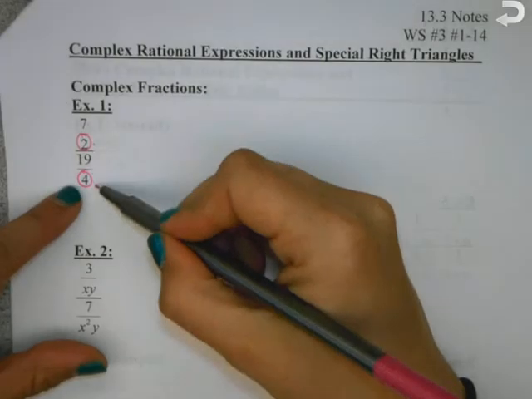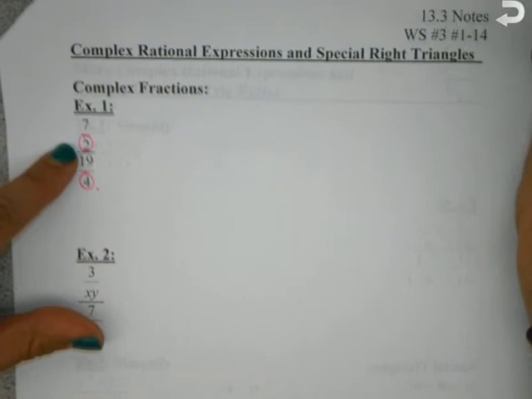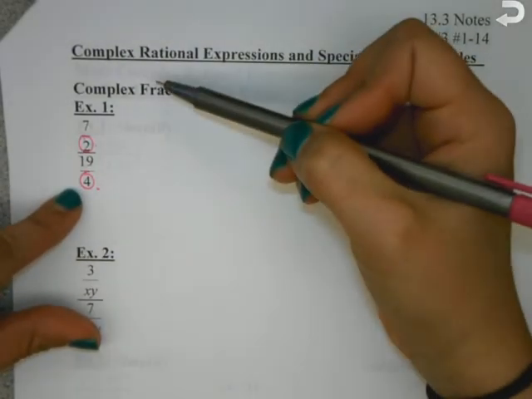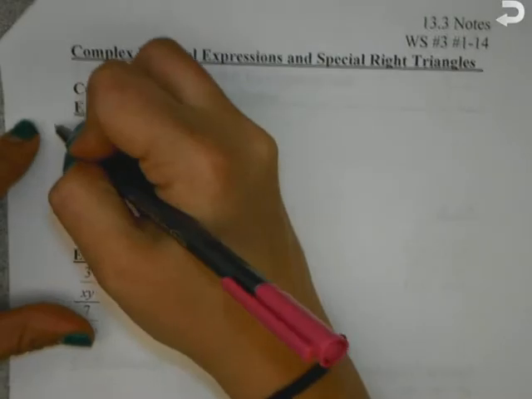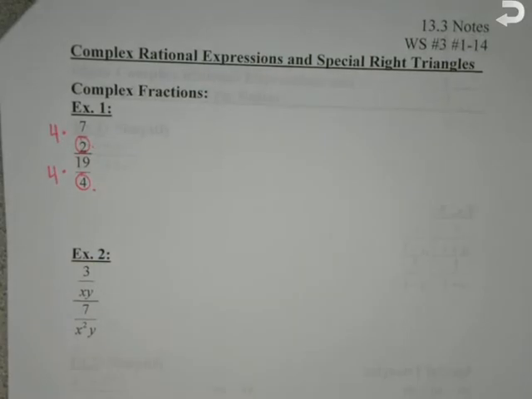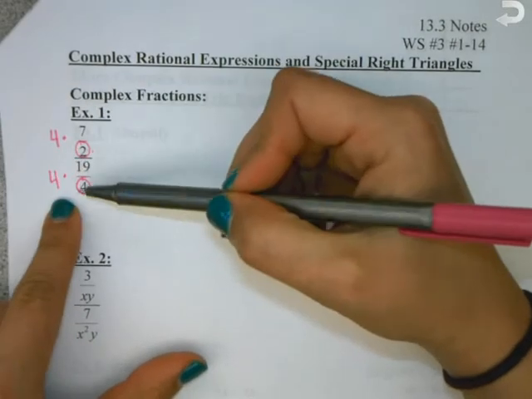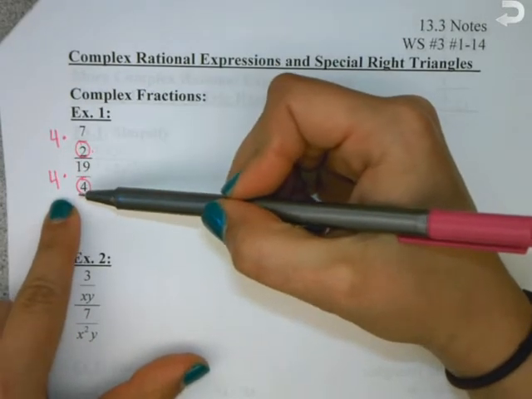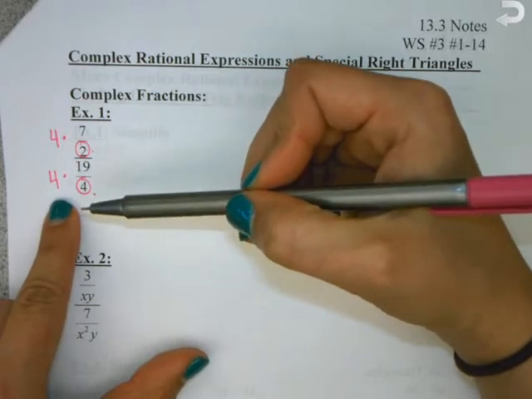So between 2 and 4, what is the lowest common multiple? 4. Because, think about it, 2 can go into 4, and 4 can go into 4, right? Can 4 go into 2? No. So it has to be 4. So multiply the top and the bottom by 4. The reason we have to multiply the top and the bottom by the same thing is because if we multiply by 4 on top and multiply by 4 on bottom, 4 over 4 reduces to what? 1. So are we actually changing the value of anything?